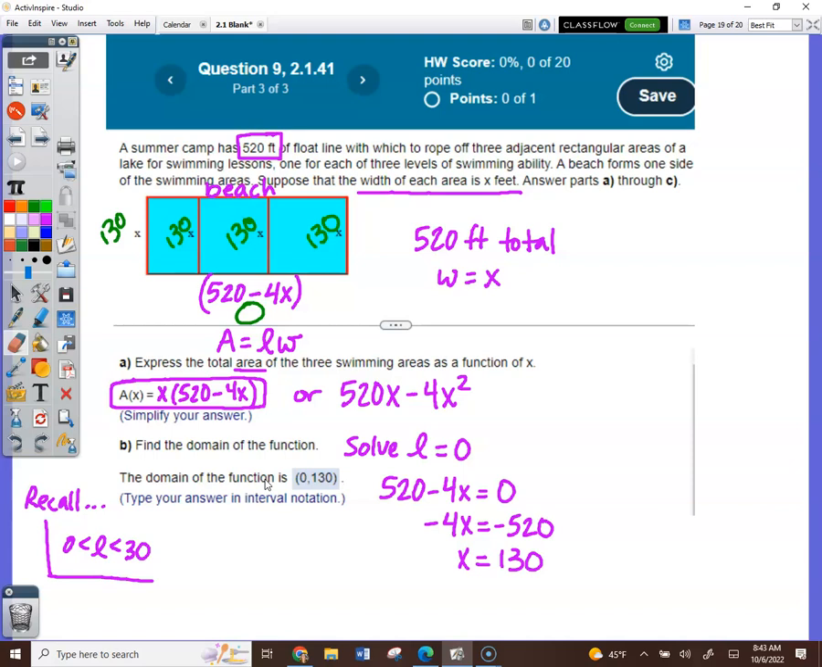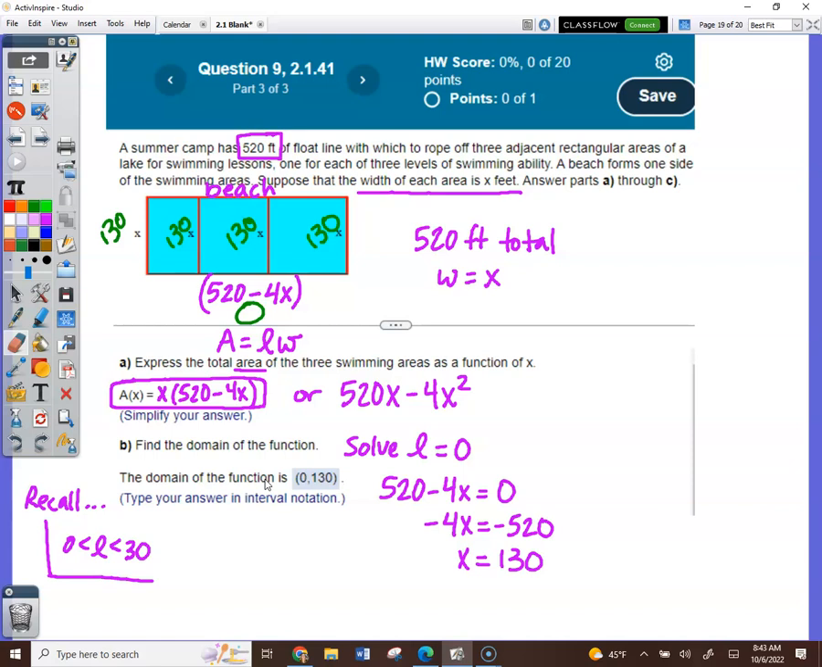Notice that it is parentheses, because you can't use 130 because of what I just showed you in green. If you used 130, that would leave nothing for the length, and that'd be a problem. So you have to stay between 0 to 130 without actually hitting 130.